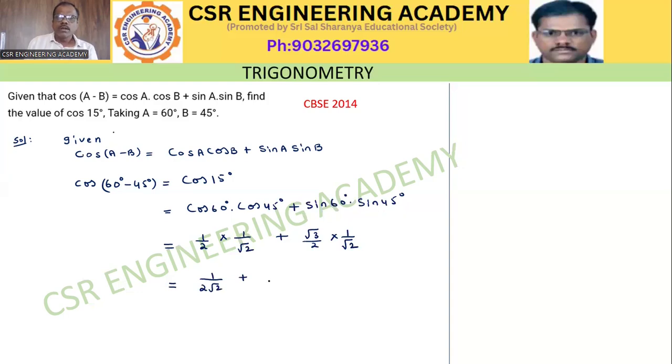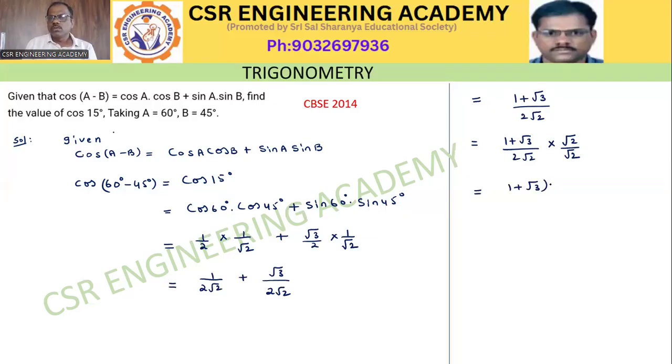2 into 1 by root 2, that is root 3 by 2 root 2. That is equal to 1 plus root 3 by 2 root 2. Multiply and divide by root 2, which is equal to 1 plus root 3 into root 2 divided by 2 root 2 into root 2, that is 4.